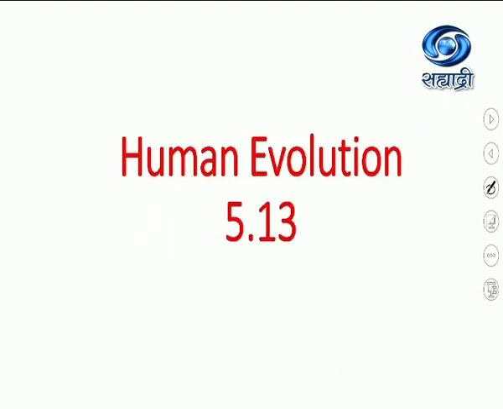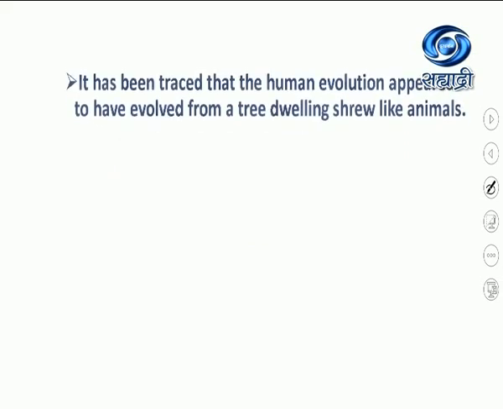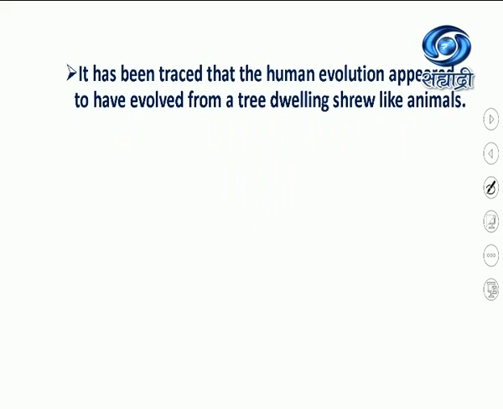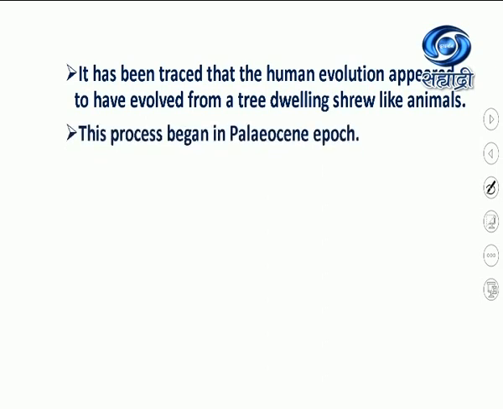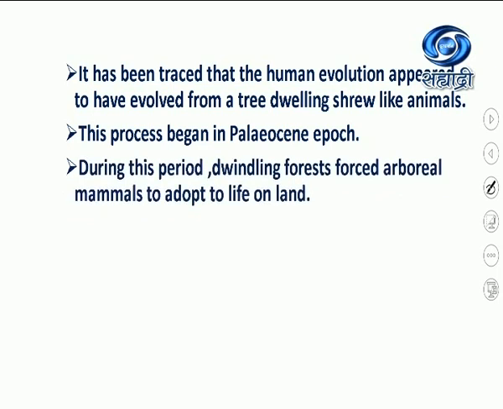Now let us start with Human Evolution 5.13. I'll just give you an introduction today, and in the next lecture we'll continue. It has been traced that humans appear to have evolved from a tree-dwelling, shrew-like animal. So it is believed our ancestors were dwelling on trees and were shrew-like animals. This process began in the Paleocene epoch. Very important, listen and remember. During this period, forests were dwindling and being cut down. So arboreal mammals had to come onto the land and start living life on the land, which led to human evolution. We'll continue later.